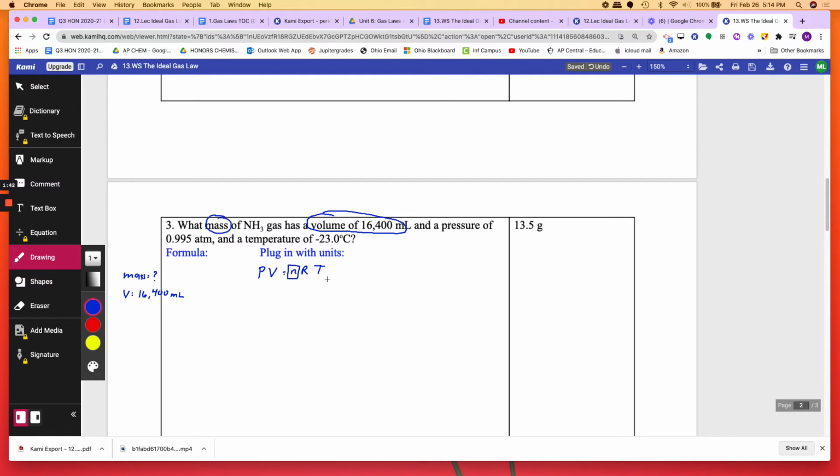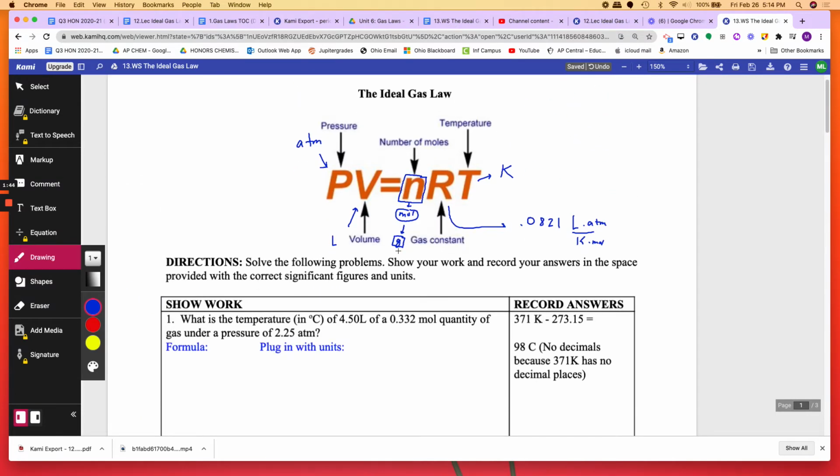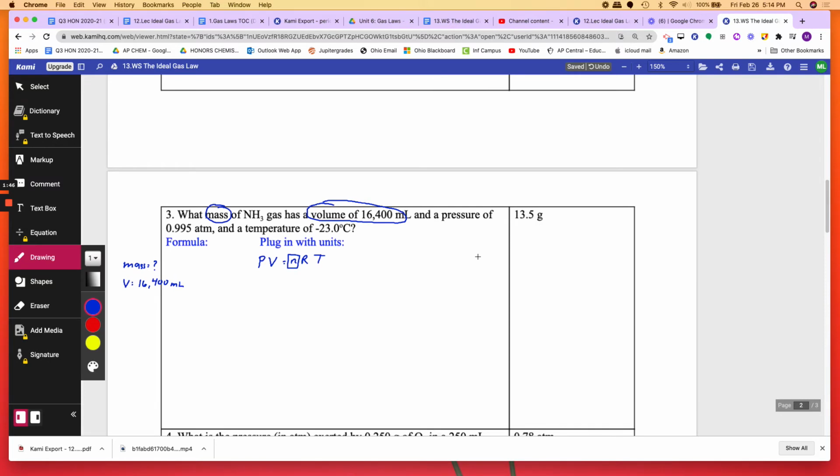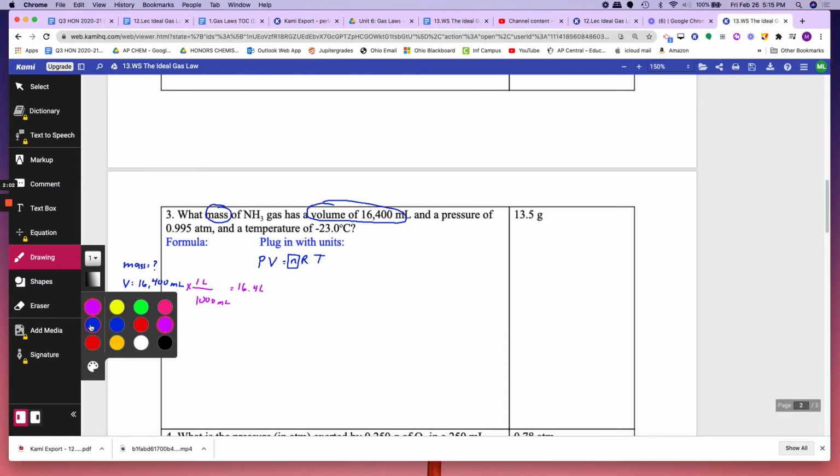Okay, so there's the volume. It needs to be in liters because of what I just said. So I must convert this to liters. 1,000 milliliters is 1 liter, so that is equal to 16.4 liters. Okay, that's the volume.